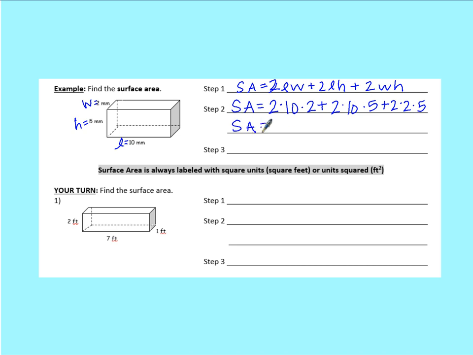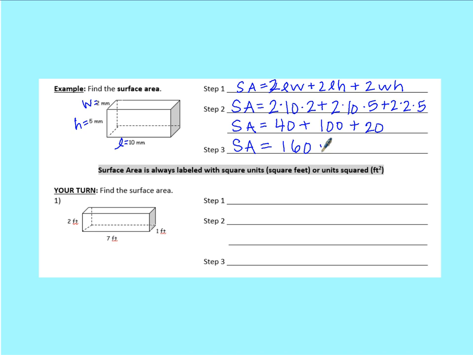We have to go with our multiplication first. So we're going to say 2 times 10 is 20, times 2 is 40, plus 2 times 10 is 20, 20 times 5 is 100, plus 2 times 2 is 4, 4 times 5 is 20. That gets us each of those things multiplied, and now we can just add everything together. And our surface area for this rectangular prism is 160.